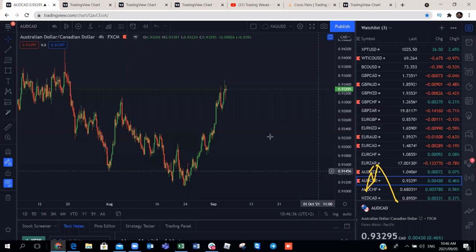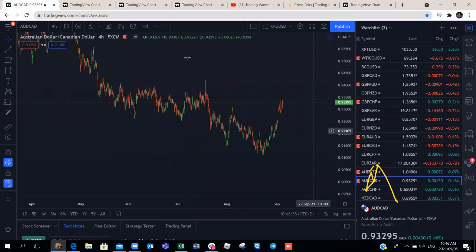Let's just have a look at AUDCAD. That's where we are now currently on the 4-hour. We wanted it to push to the upside. We're currently at this level. Do we get a reversal at current levels? Let's watch that for the next week.